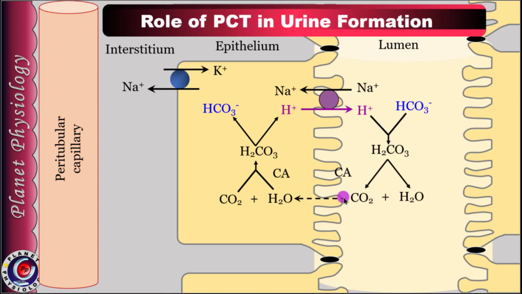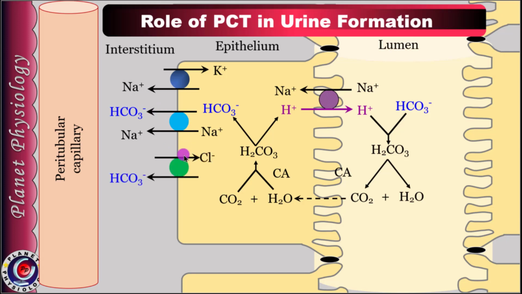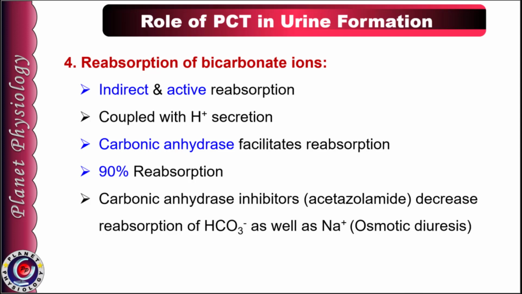Presence of enzyme carbonic anhydrase facilitates this reaction in both lumen as well as in the epithelial cells. Now, this carbonic acid dissociates into hydrogen ions and bicarbonate ions. Hydrogen ions are again secreted back into the lumen to reabsorb new bicarbonate ions. Now, these newly formed bicarbonate ions are transported into the interstitium from the basolateral surface. Some are co-transported with sodium and some are exchanged with chloride. Thus, reabsorbed bicarbonates are not the same as that of filtered bicarbonates. That is, they are indirectly absorbed.